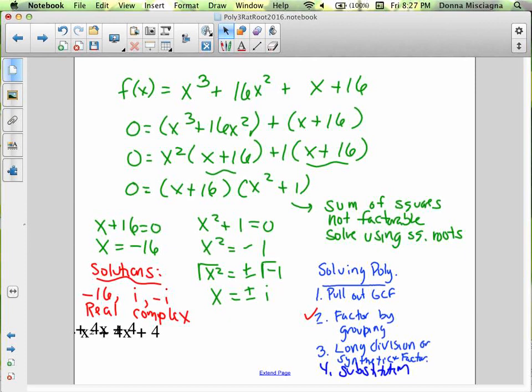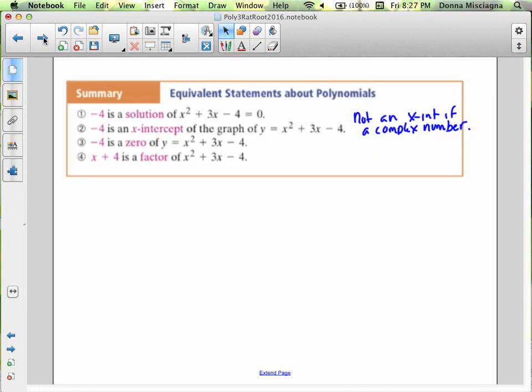If you've got a sum of squares, you're always going to end up with an i in it. If it's a difference, but the last one's not a square, when you go to take the square root, you're going to end up with a radical. We also could have ended up with a radical with this one, but negative 1 is a perfect square. So equivalent statements about polynomials.